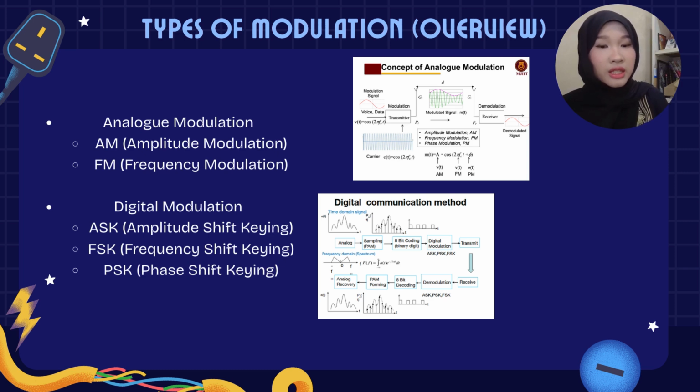In a communication system, the message signal is passed through a modulator, transmitted over a channel, and recovered using a demodulator at the receiver.